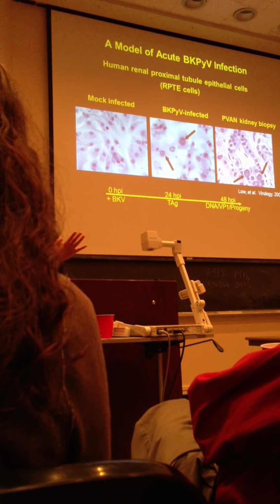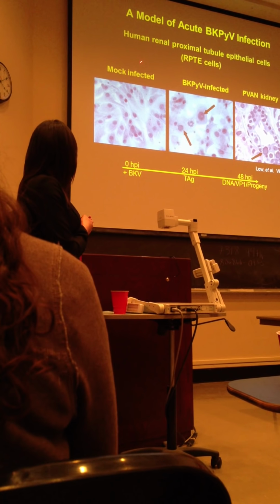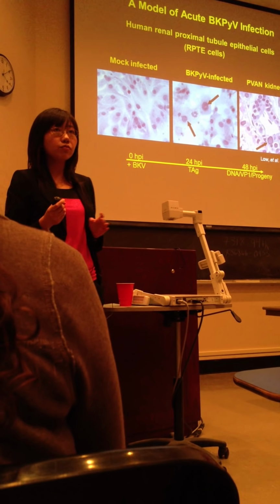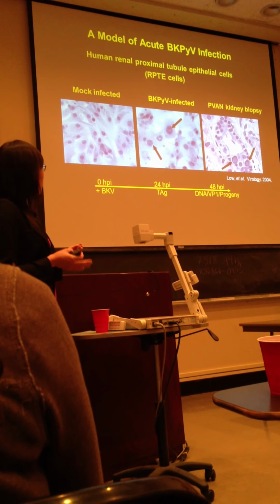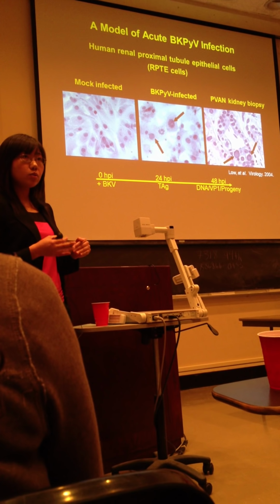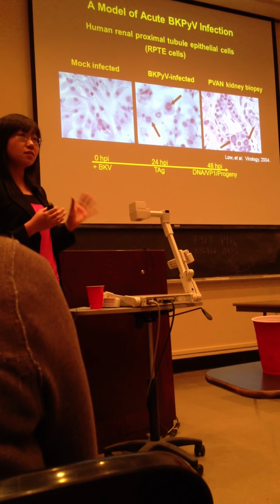So in order for us to study BKV infection in vitro, currently there's no good animal model for this. So most of the studies that we've done use a tissue culture system that we previously established using primary human renal proximal tubular epithelial cells, which I'll be referring to as RPT cells during the rest of my talk. We have shown that a BKV strain that we use in the lab is able to establish a lytic infection in this cell type.